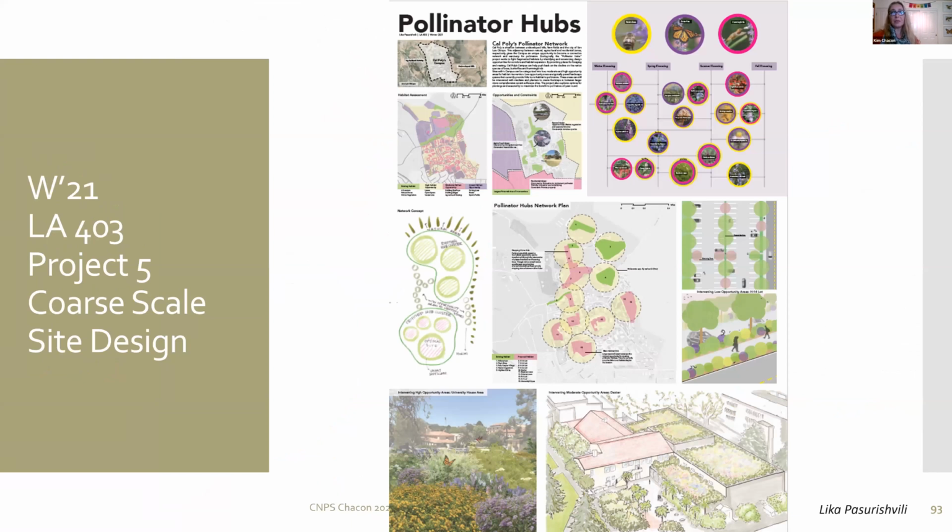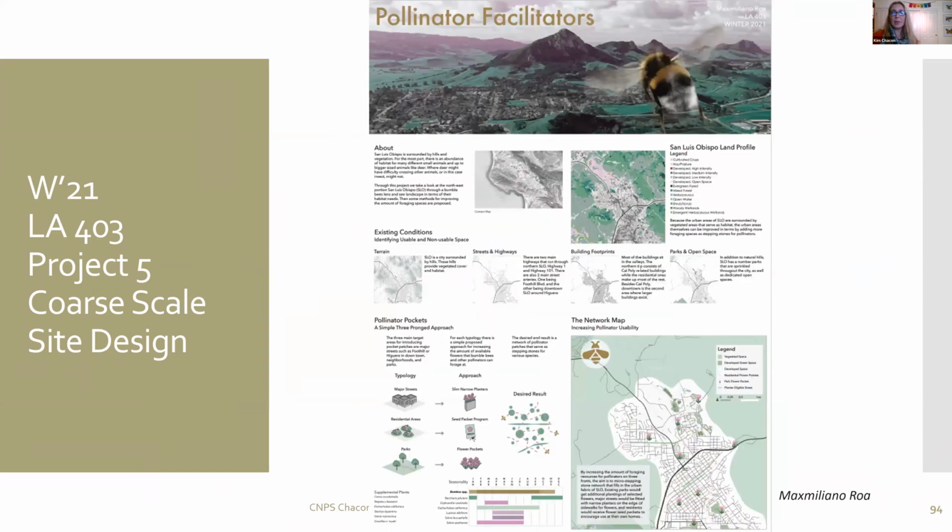Lika did a project on the Cal Poly campus, and she actually did a series of garden designs to go along with the green roof, which she had designed for the landscape architecture building. This is probably my favorite project from the whole class so far. We'll see how this year's students do.